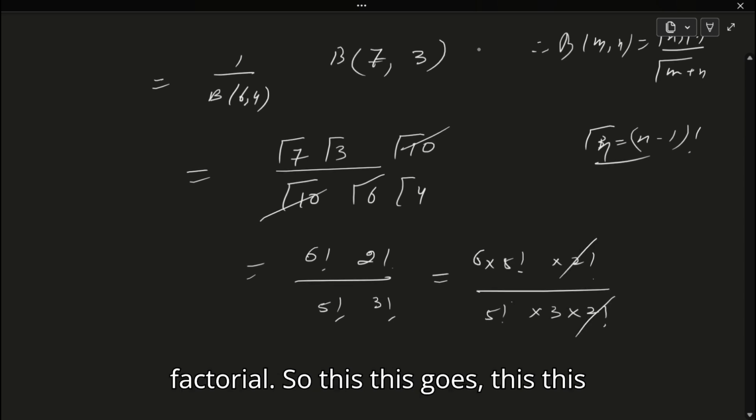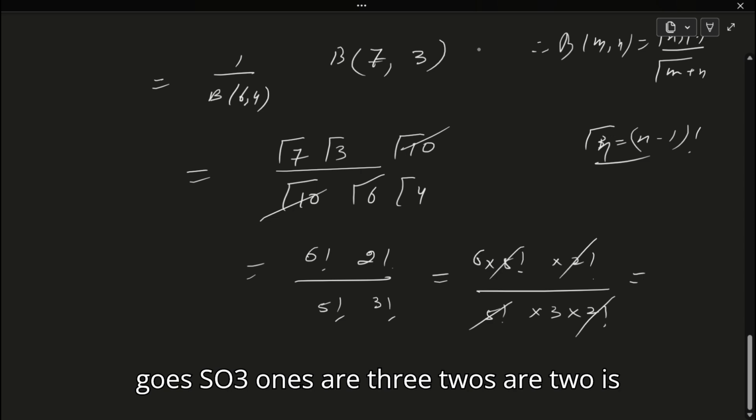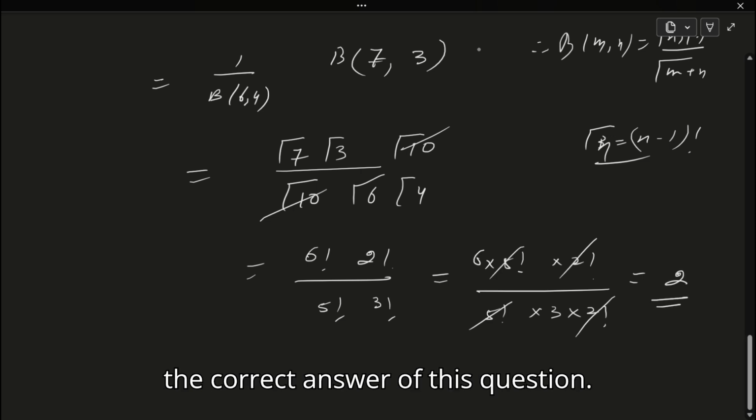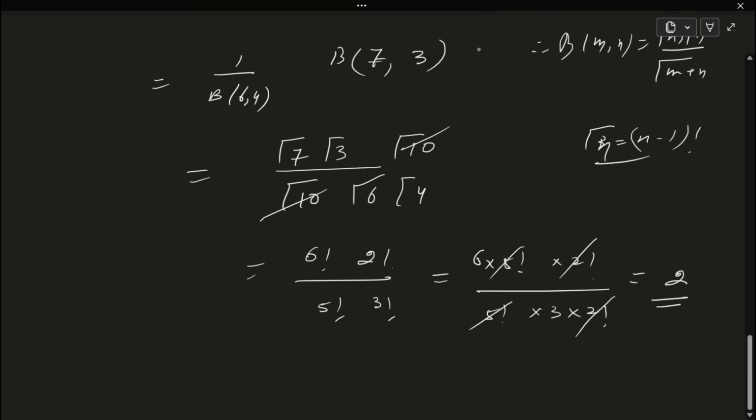So this goes, this goes. So 3 ones are 3, 2s are 2. That is the correct answer of this question. Clear? 2 is the correct answer of this question.